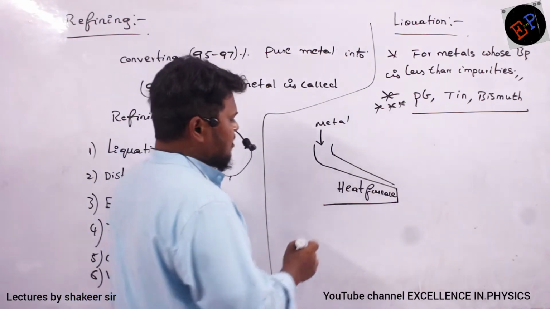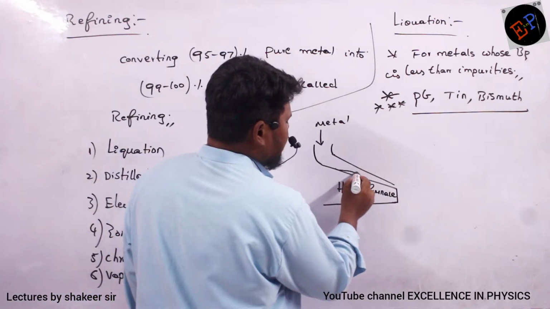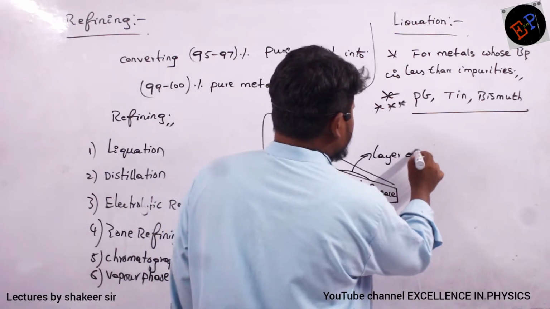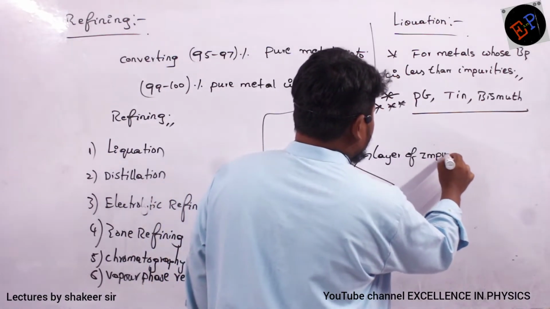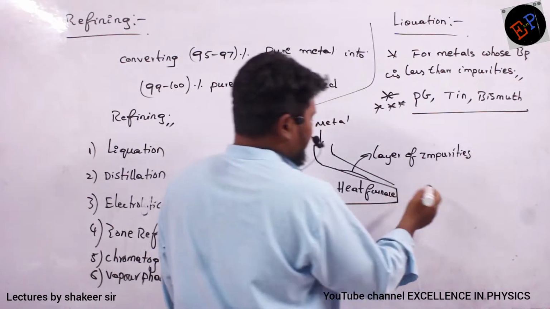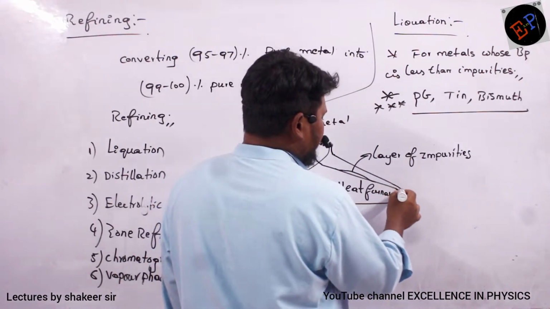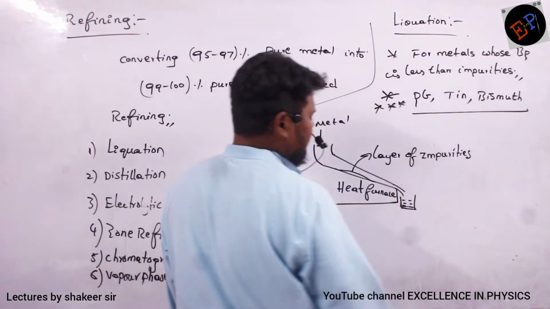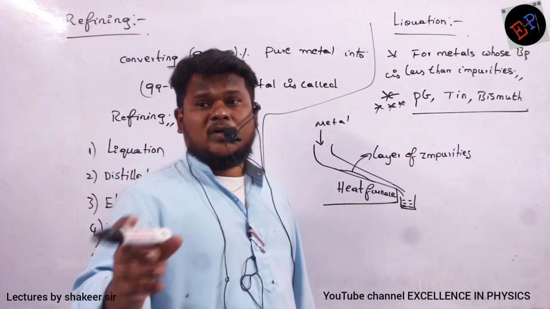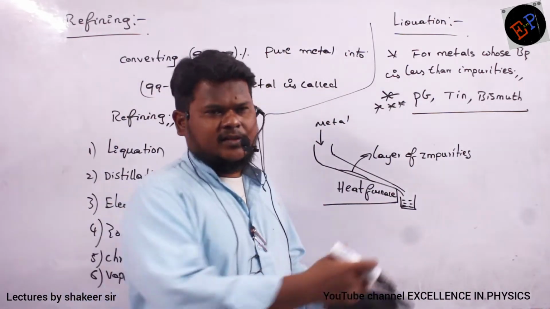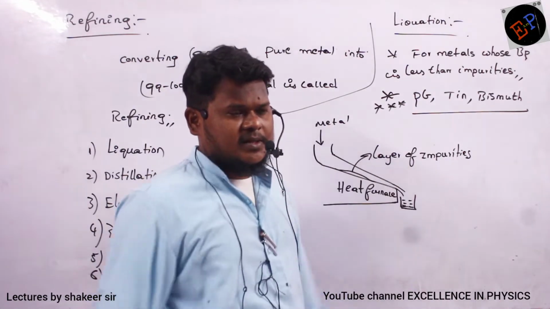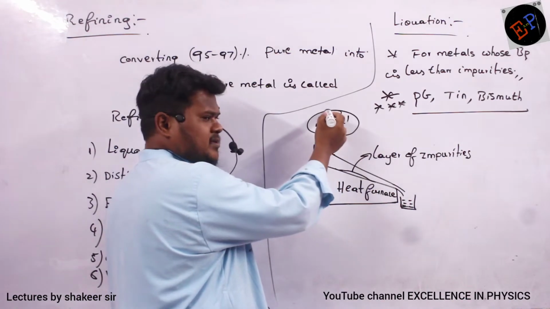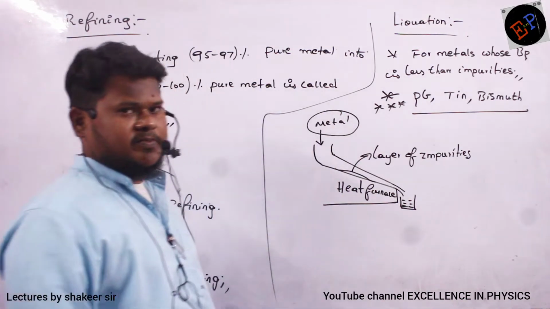So in this process, what happens is, here, a layer of impurities will be formed like this. What is this? This is layer of impurities. And what about the remaining metal? Remaining metal can be collected in a container. So metal comes and deposits here in the molten form. Molten form means if it melts, then only it flows down. Are you able to understand what is happening? So this is metal. How pure is this metal? 95 to 97% it is pure.